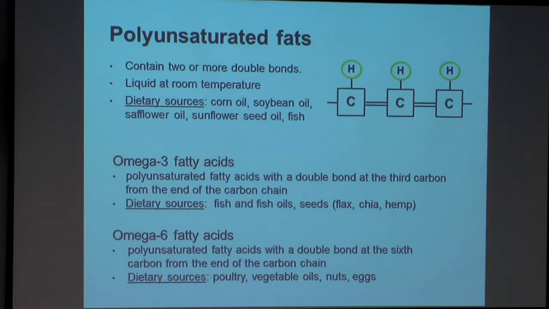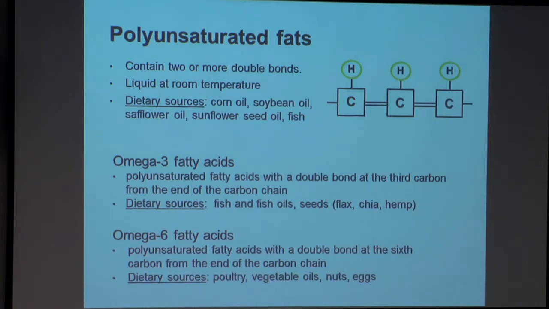Moving on that chain, as you start to get more and more carbon-carbon double bonds in the fat molecule, we talk about those as being polyunsaturated. They contain at least two double bonds, if not more than that. Again, a liquid at room temperature. Again, many of them are oils that we would cook with. Fish tend to be a good source of polyunsaturated fatty acids.